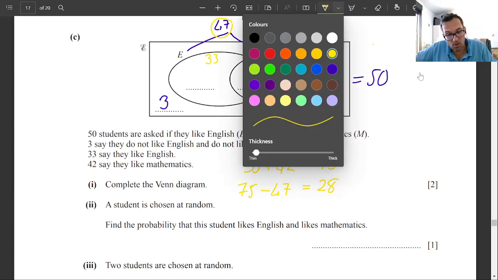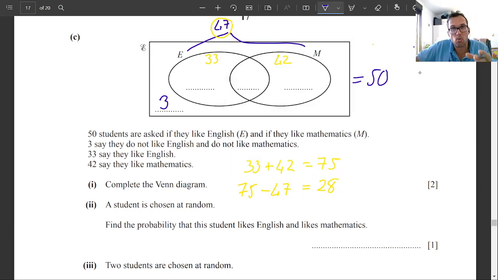Why is it 28 too many? Because 28 of them are being counted double. Why are they being counted double? Because they like both. That 28 too many is the ones that go into both English and maths. So when we count them for the English and then count them for the maths again, we counted them twice. That's why there's too many.